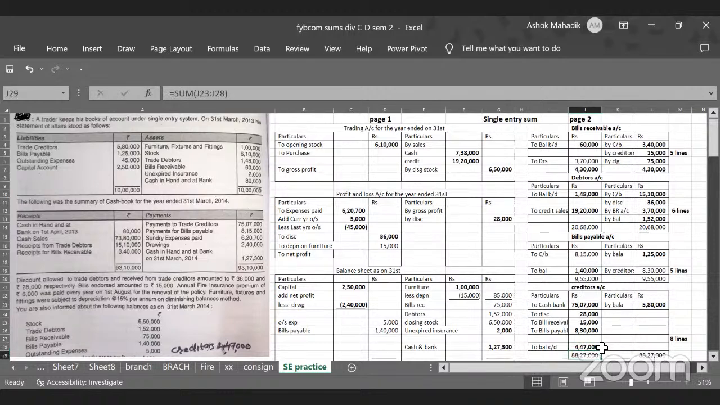So closing balance 447 will also go on the liability side. Creditors $4,47,000. Okay, friends. Now we'll close creditors. We'll get credit purchases. That will be the balance, $82,47,000. So I'll write it in the trading account.